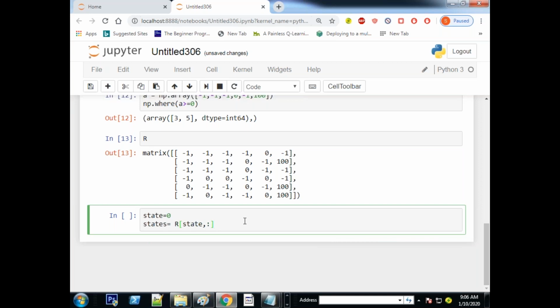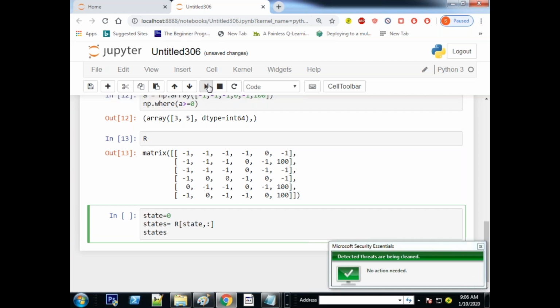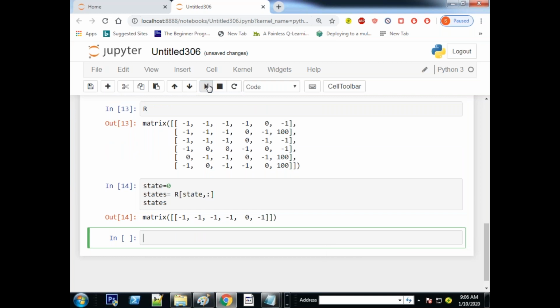Is R a matrix or a number? Matrix. If it is a matrix, even though you access a single row, you get another matrix. Just look at the state's value. What is the size of it? 1 by 6. One row, 6 columns. Got it? Okay.